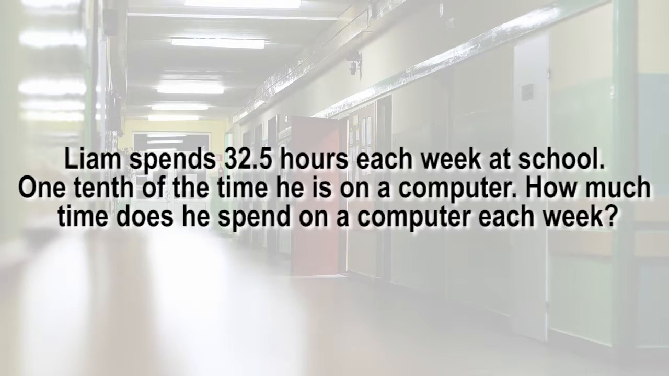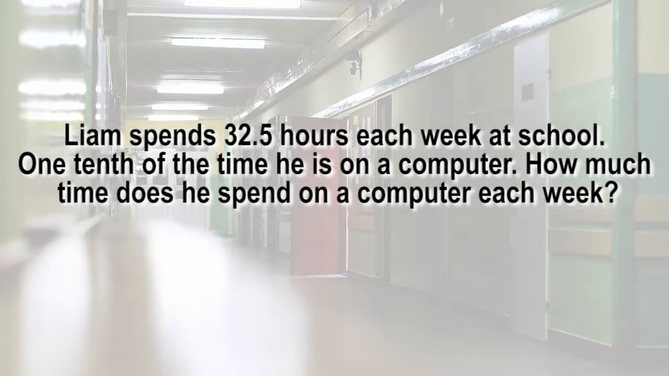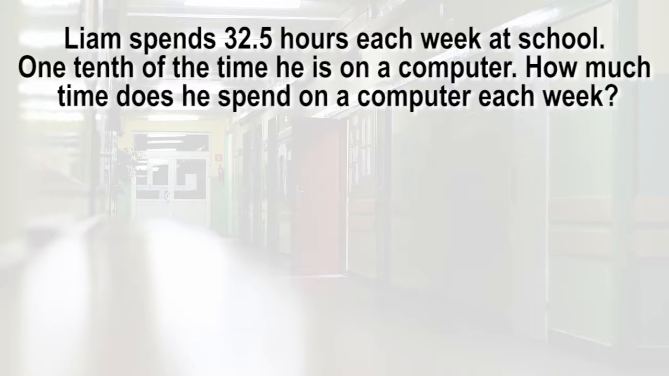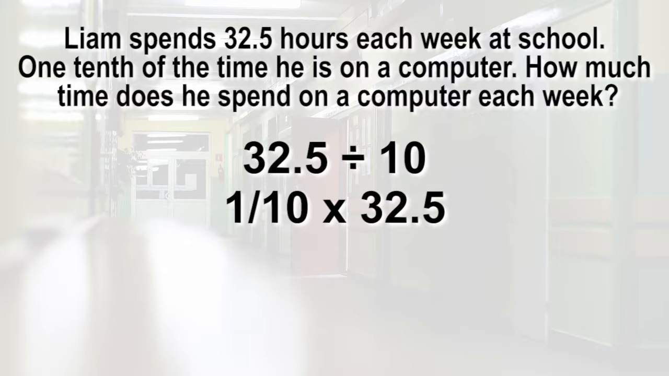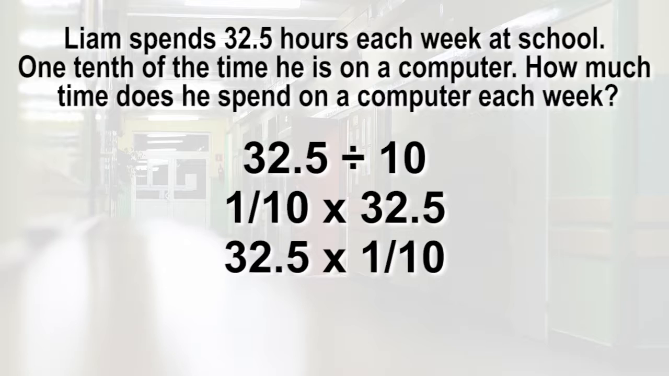Let's look at a different problem. Liam spends 32 5/10 hours each week at school. 1/10 of the time he is on a computer. How much time does he spend on a computer each week? What are some expressions that would represent this problem? Learning from previous problems, we know that this is a division problem, so we could write 32 5/10 divided by 10. Also, we are taking 1/10 of a number, so we could write 1/10 times 32 5/10. The commutative property tells me that we can reverse the order of these numbers to create another multiplication expression of 32 5/10 times 1/10, and then again change the fraction to a decimal to create another equation.